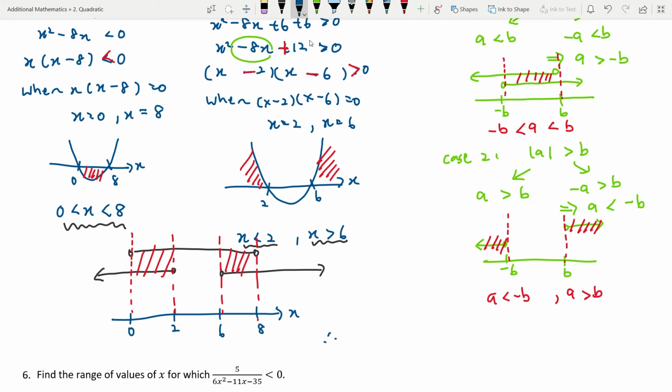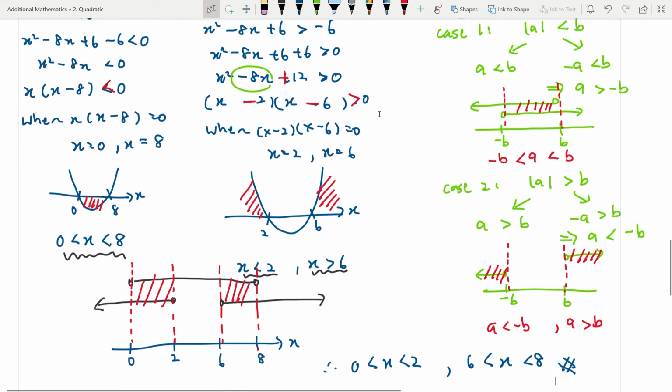Therefore, our final answer is x is between 0 and 2, and also x is between 6 and 8. You can check your answer by substituting the x value into the inequality. Let's try x equal to 1. If we choose x equal to 1, it should fulfill the inequality.